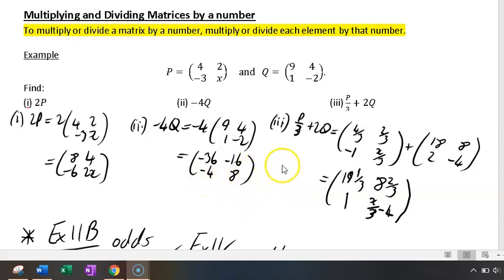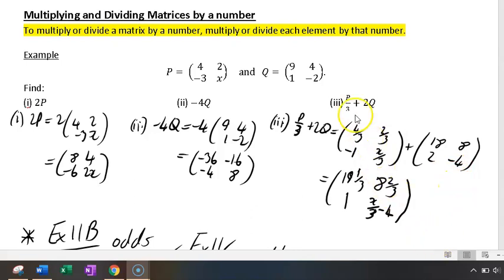Two parts to doing this one. We've got to do matrix P divided by 3, and then do 2 times Q. So P divided by 3 is 4 over 3, 2 over 3, minus 1, and x over 3. And 2Q is 18, 8, 2, and minus 4.